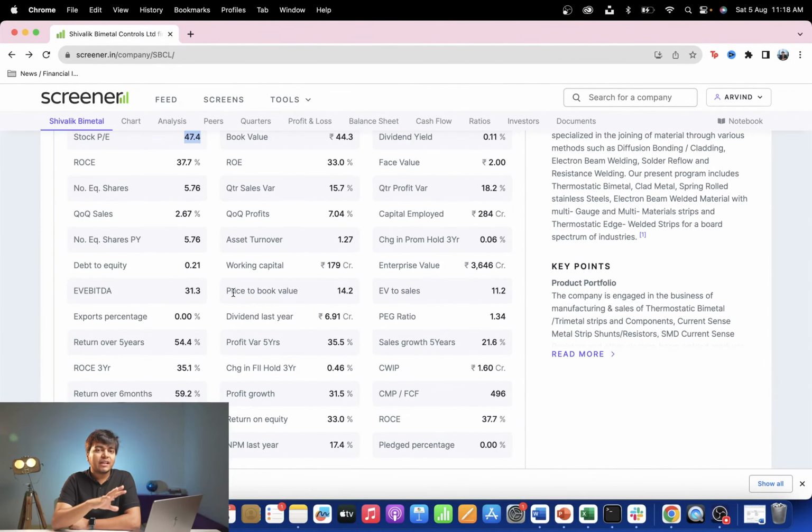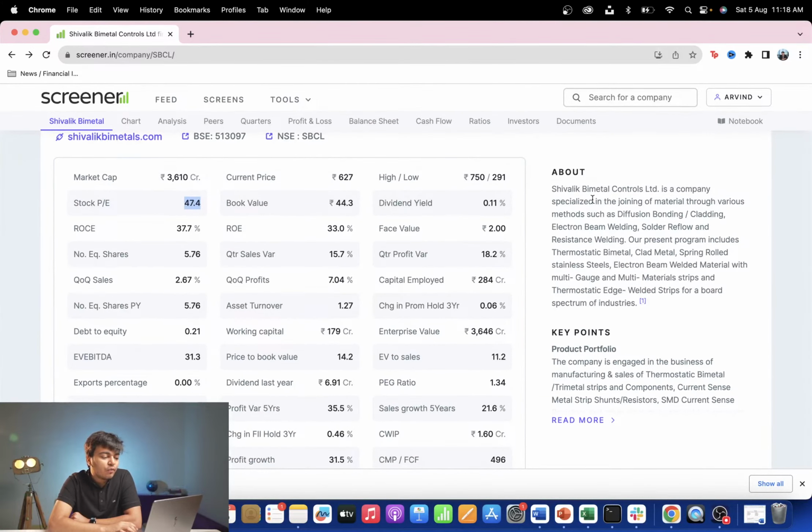Alright, by the way, again, this is all for an explanation point of view. Given that we discussed this particular company for 30-35 minutes does not mean that you take it as a buy recommendation or a sell recommendation. It's not for any recommendation. It's solely from the perspective of educating ourselves in terms of how to use Screener as a platform.